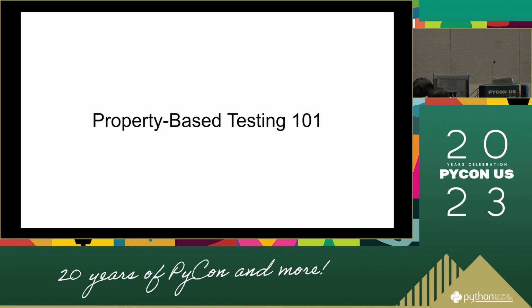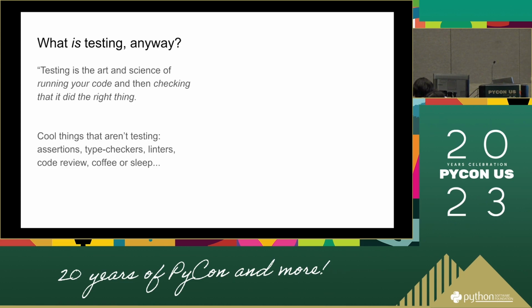So, property-based testing at a 101 level. I'm just going to start with the testing part of this. My favorite definition of testing is that it's the art and science of running your code and then checking that it did the right thing. So there are a lot of cool ways to make sure that your code does the right thing that are not testing by this definition.